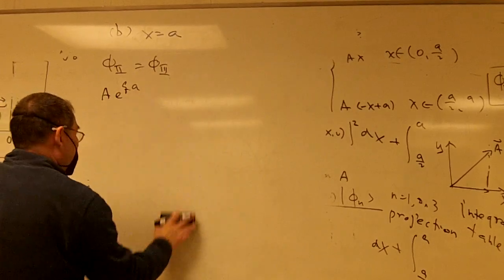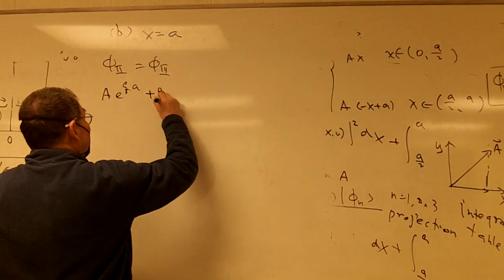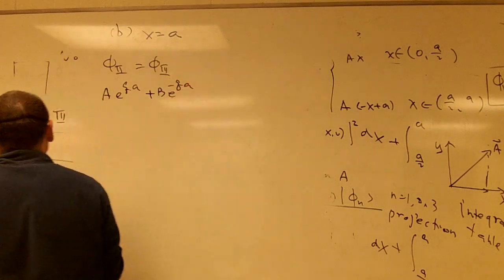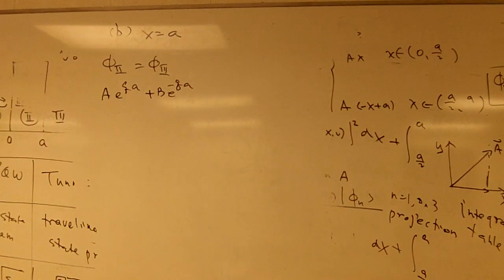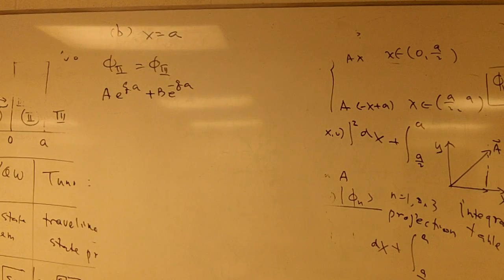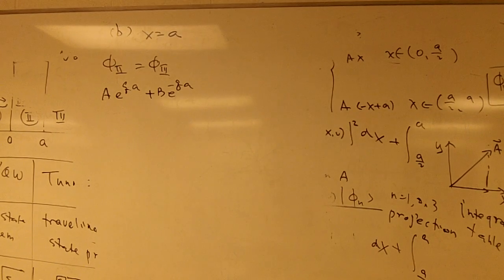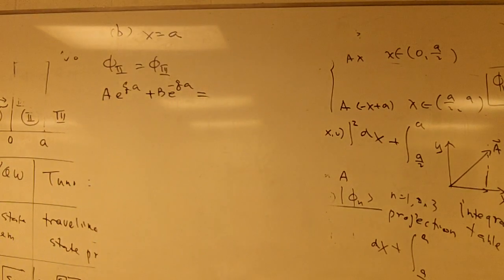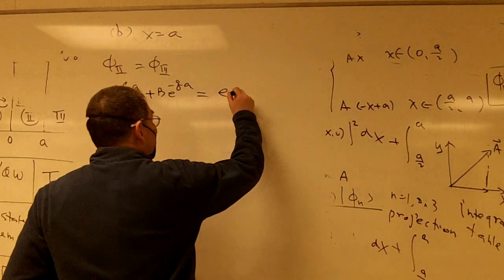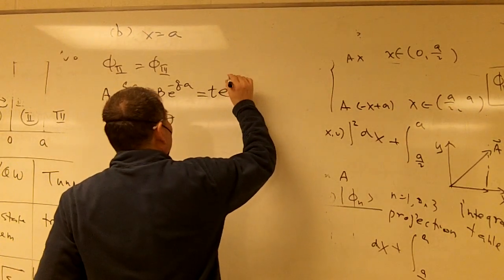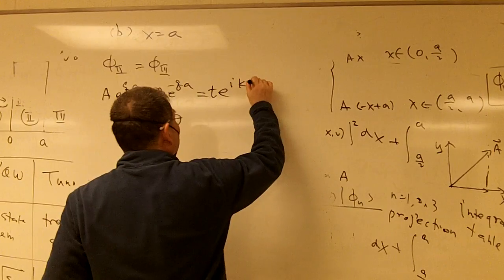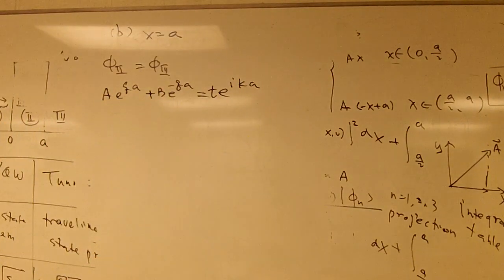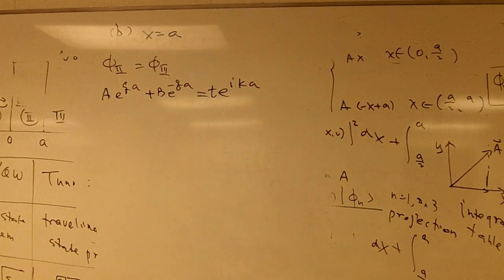And the B term is a negative Q a. So that's my B term, and x all becomes a now. For region number 3, we have the letter T used. It's here, T e to the i k a. And this is the equation which we have.